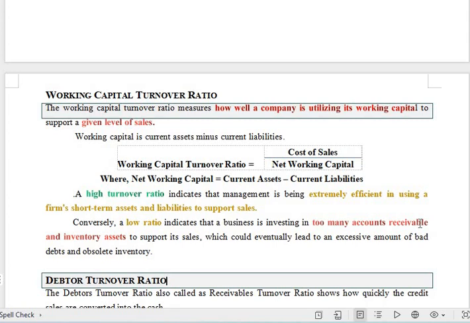The difference between the current asset and current liability we call working capital, or operating capital. How the operating capital contributes to the efficiency of the business, we find out with the help of the working capital turnover ratio. So the formula is cost of sales divided by net working capital. Whenever this ratio gives a high result, it says that the particular business is utilizing the current asset optimally, and also paying off the current liability at the right time. That's why the turnover of the business will increase.